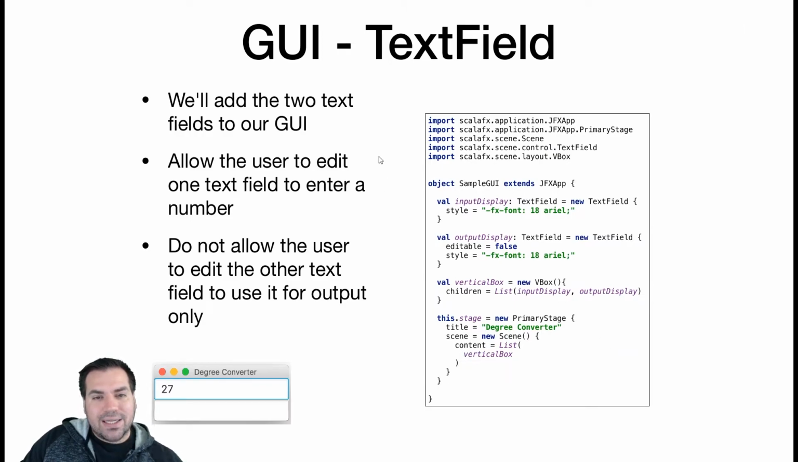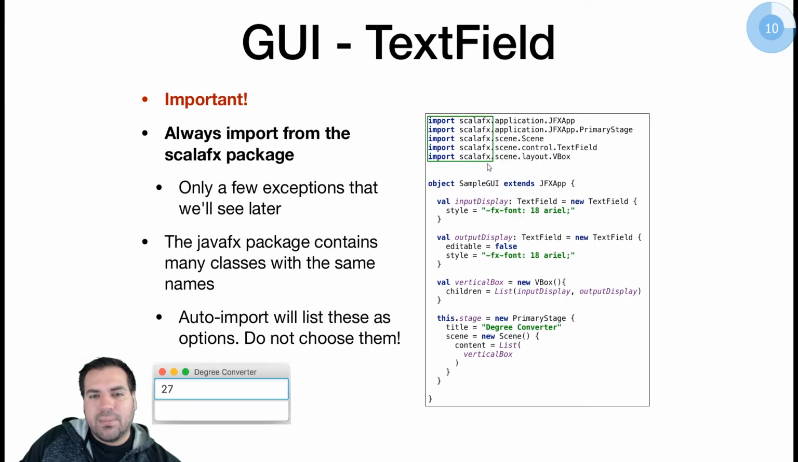So let's start adding things to this. And for now, we want to add 2 text boxes, one that the user can edit and input the degrees in Fahrenheit, and one that the user cannot edit, which is going to be the output of the degrees in Celsius.